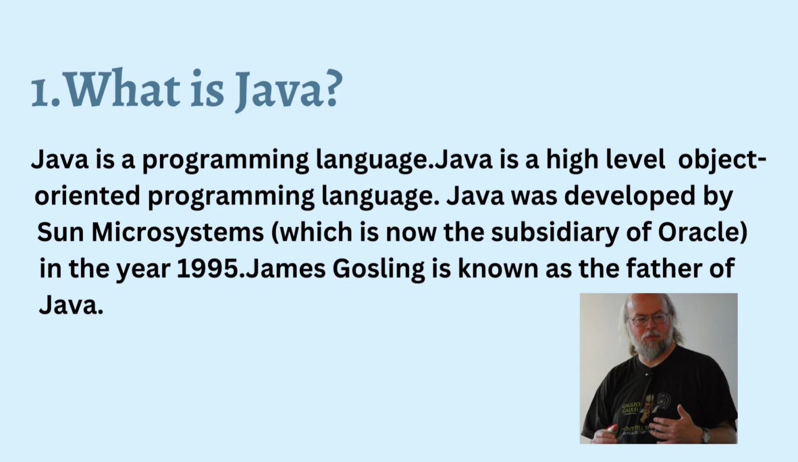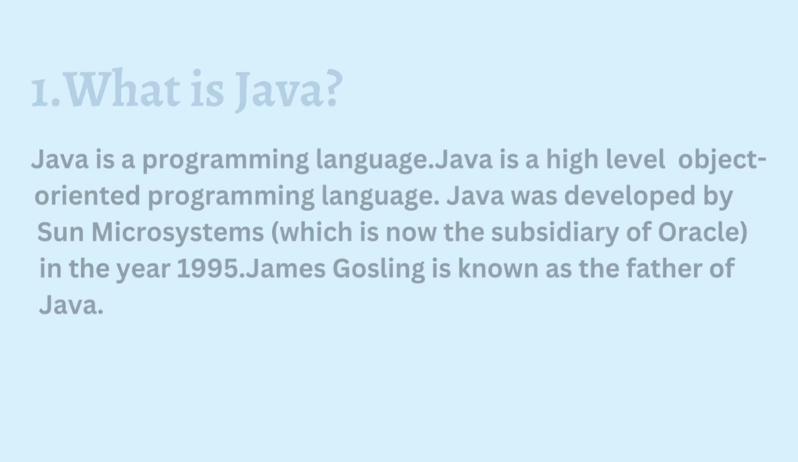Java was developed by Sun Microsystems in the year 1995, which is now a subsidiary of the Oracle company. James Gosling is known as the father of Java.